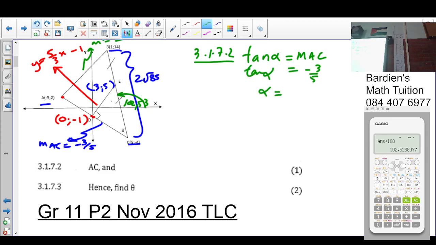So alpha works out to be arctan of negative 3 over 5. And negative angle of negative 30,96. What do I do with that? Add 180. So plus 180 gives you 149,04. This angle, 149,04. Okay.